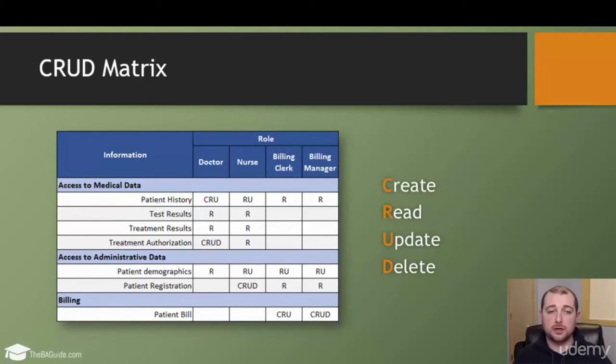So looking at the patient history, the doctor can create patient history, the doctor can read patient history, and the doctor can update patient history. That makes sense, right? The nurse can read and update patient history. So the nurse cannot add anything to patient history, only the doctor can. The billing clerk and the billing manager can only read the patient history. So they can just see it, and that's for obvious billing reasons, right? They don't need to be able to create or update that information. Update is both the nurse and the doctor, and create is just the doctor.